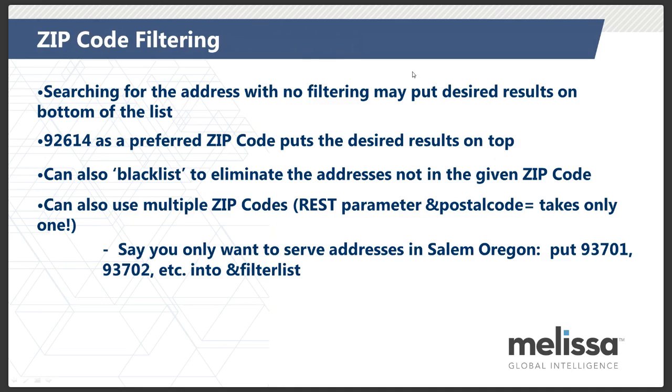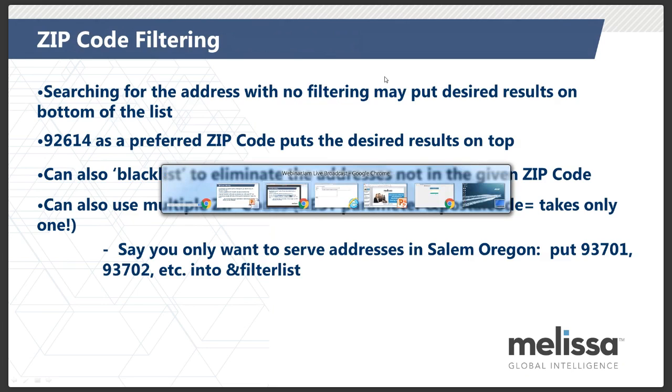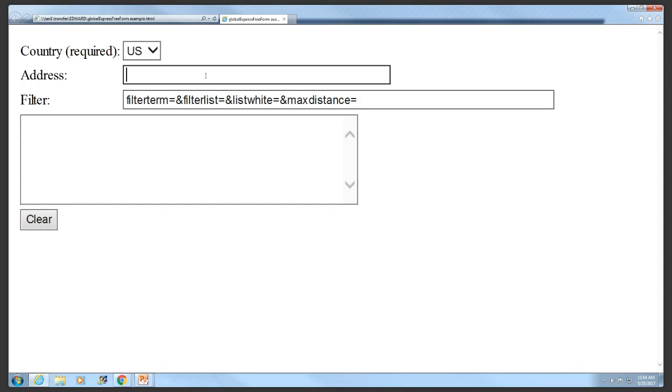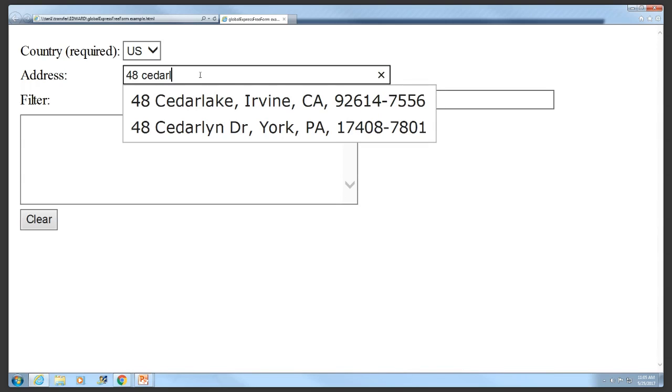So let me show you a demo of zip code filtering. Here we have a tester which will enable us to use filtering and the freeform request to search for addresses. So if I search for 48 Cedar L as my search term, you can see that two addresses come up. One is in Irvine, California, and the other is in York, Pennsylvania, very far apart.